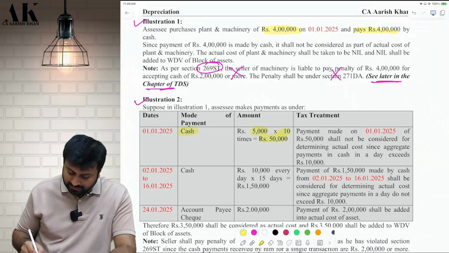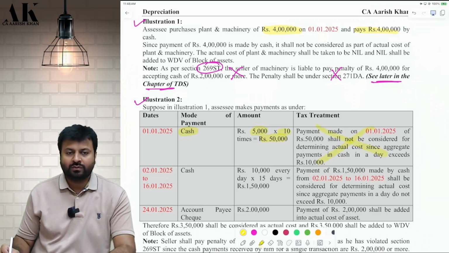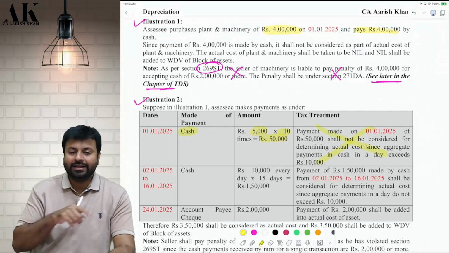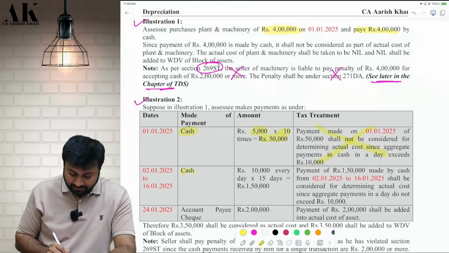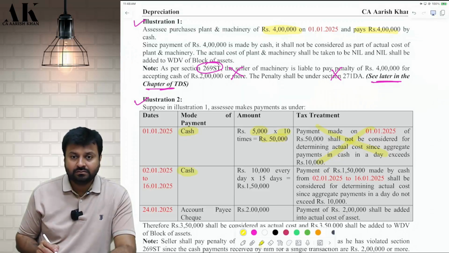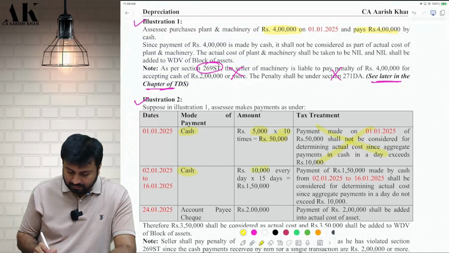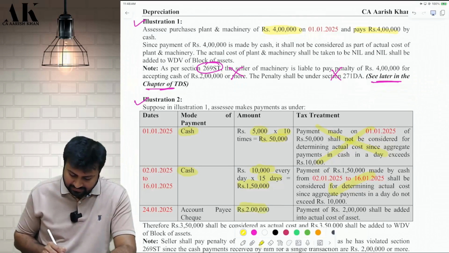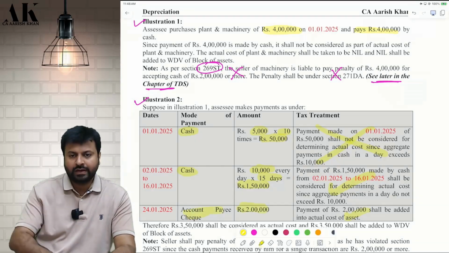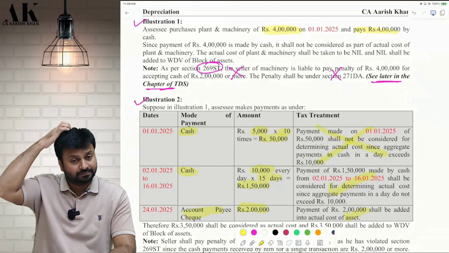So this will not be forming part of the actual cost. Why? Because in the entire day, the cash payment is more than 10,000 rupees. But if you divide the cash payment in different days, like in the second point, 10,000 rupees for 15 days, then it will be allowed as depreciation. Is it clear? And the last one is anyways account payee cheque, that will definitely be allowed. Okay. I hope it is clear to all of you, right?